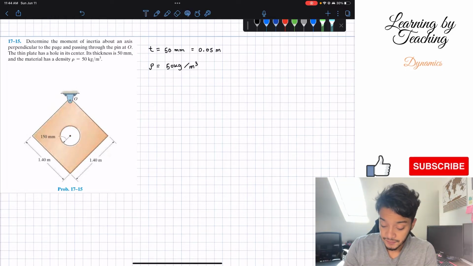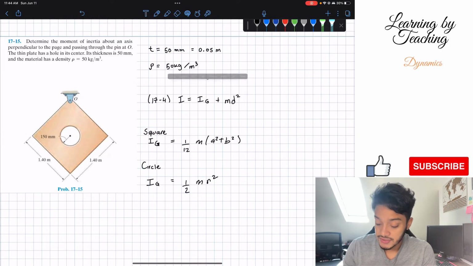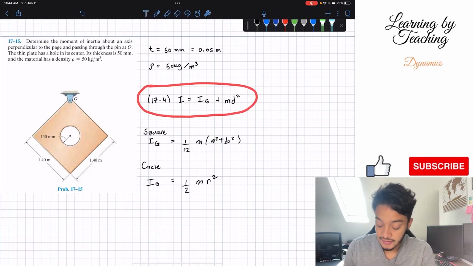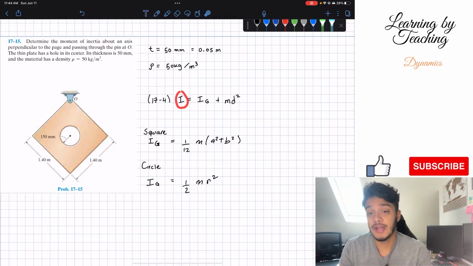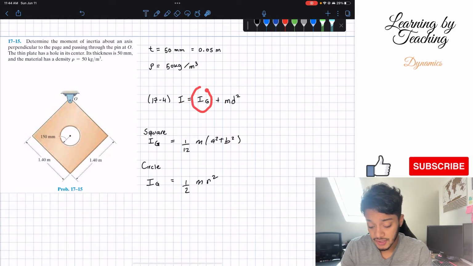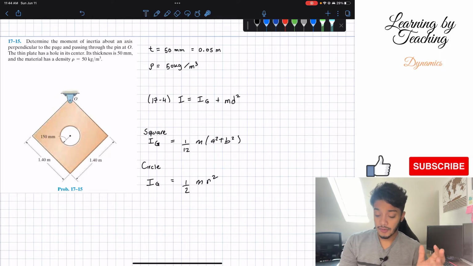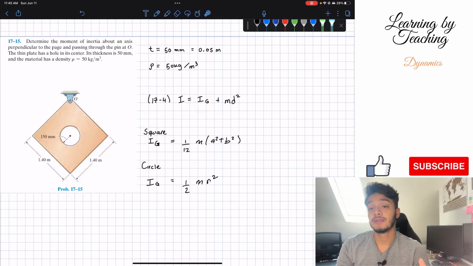Okay, so again we're going to be utilizing these equations from chapter 17. In this case it will be 17.4, the equation where our moment of inertia about any point will be equal to the moment of inertia about the center of gravity plus the mass multiplied by the distance squared. Okay, so how are we going to find this moment of inertia with respect to the center of gravity?